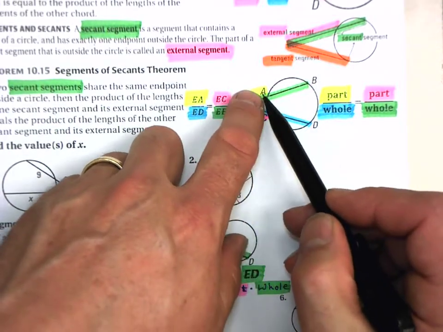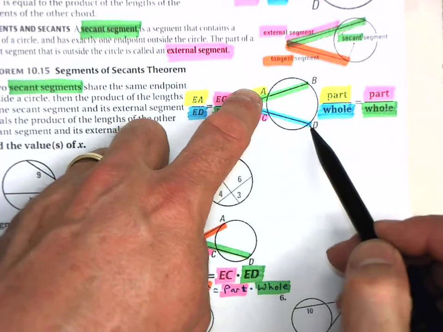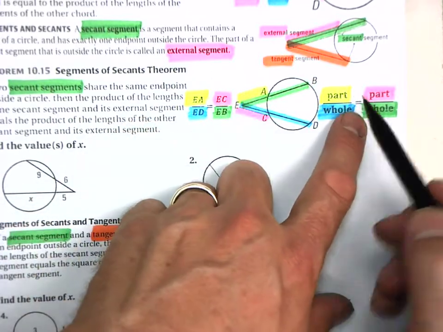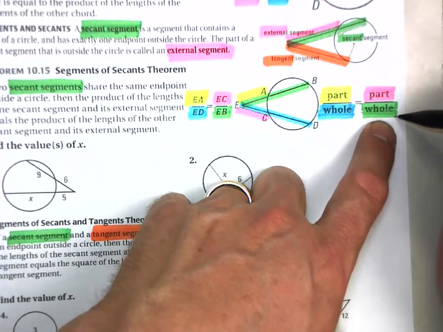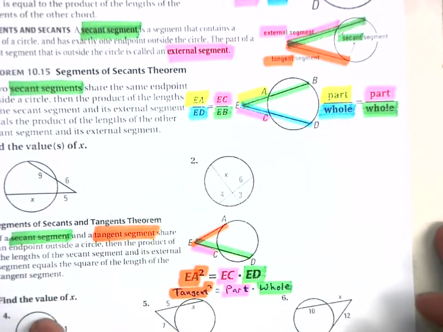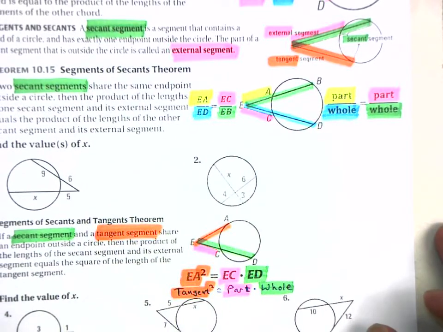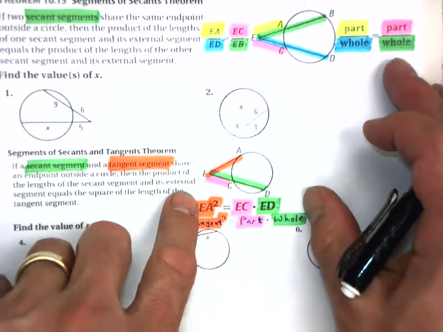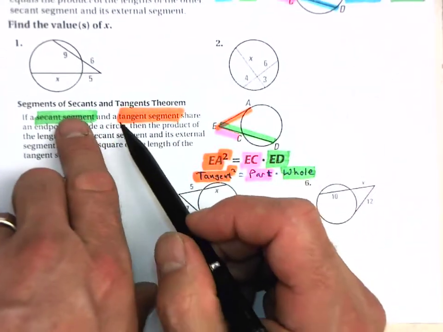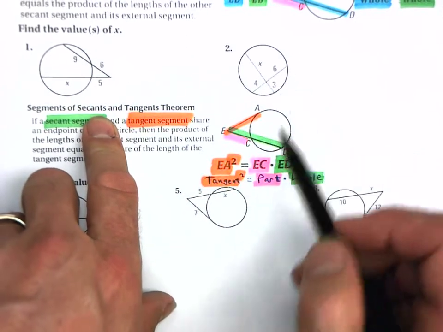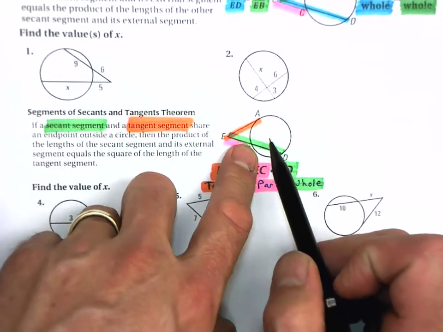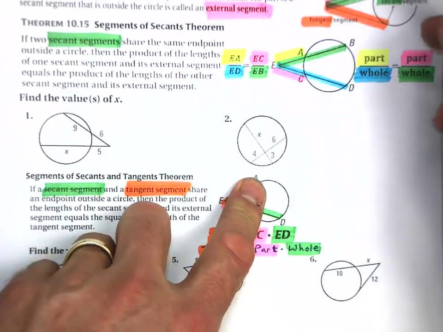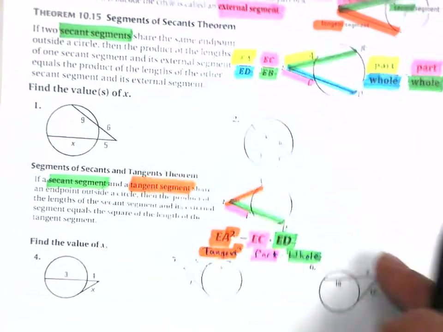Again, part of one secant over the whole of the other secant equals part of the other secant over the whole of the first secant. Maybe that's the easiest way to say it. And then there's the other scenario when you have a secant and a tangent. So let's wait on this, and let's first go over some examples of these two before we jump into the third.